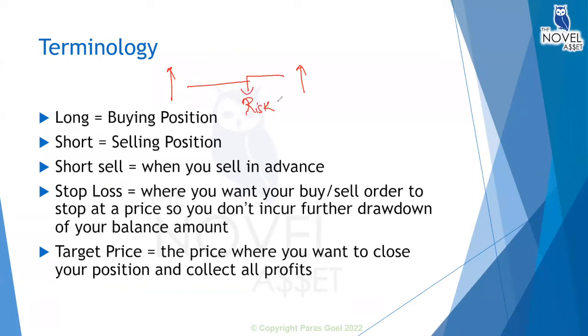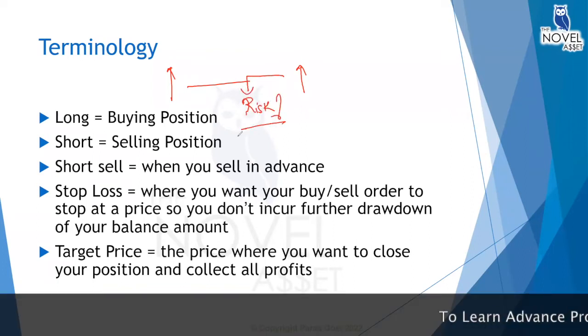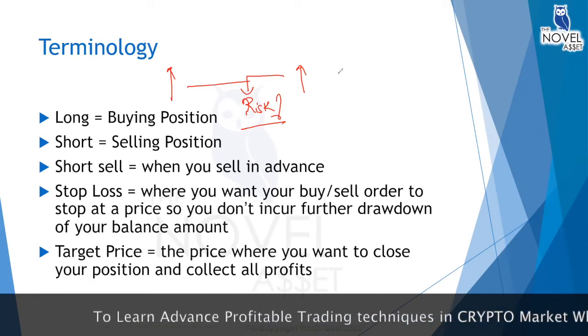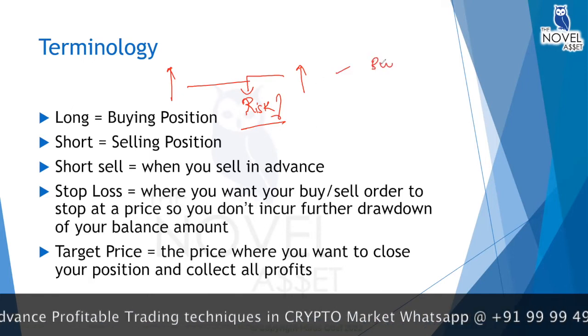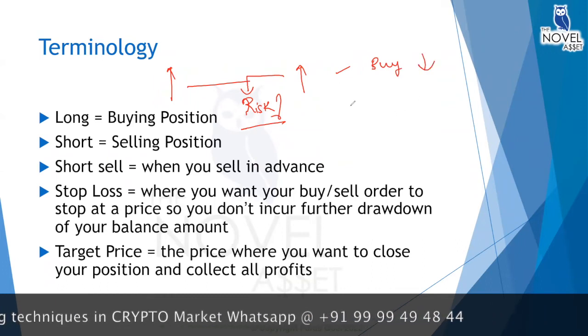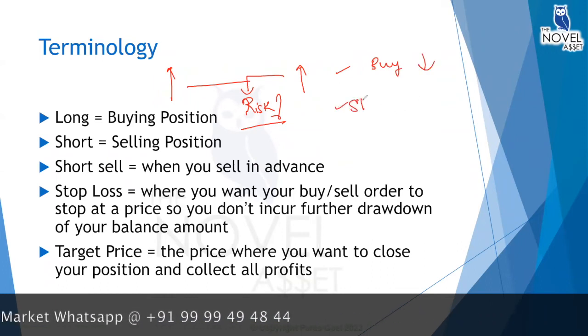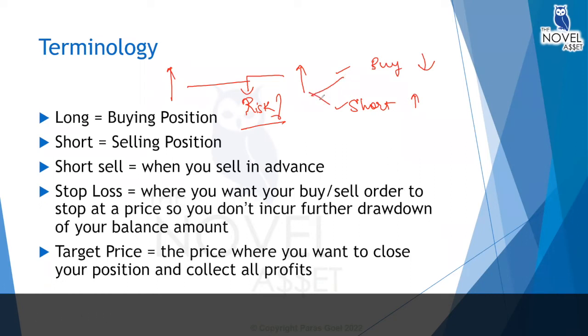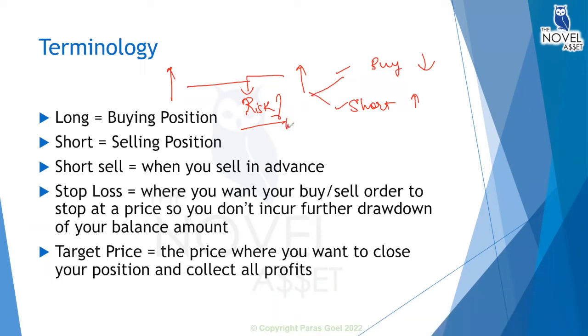Can this risk be mitigated, or can I manage this risk? Yes, I can manage it. I know that there is risk associated with buying as well, because the price can go down in the future. There is a risk associated with shorting as well, because the price can increase in the future. But the medicine for this risk is to manage it.